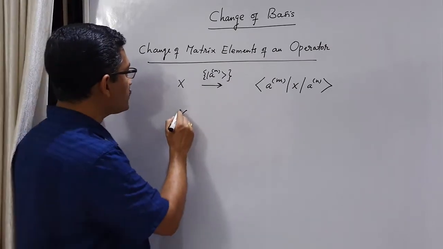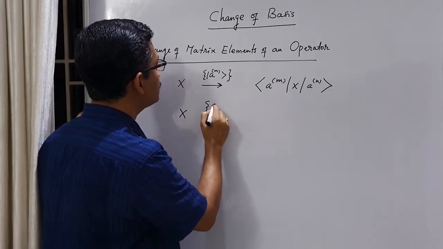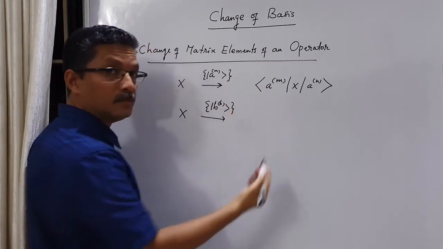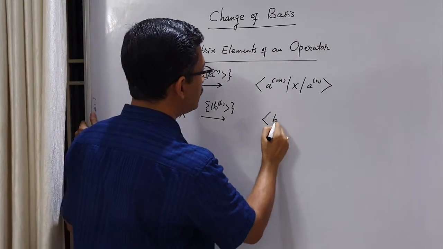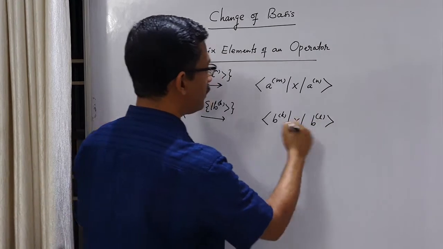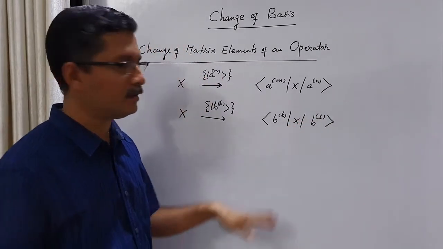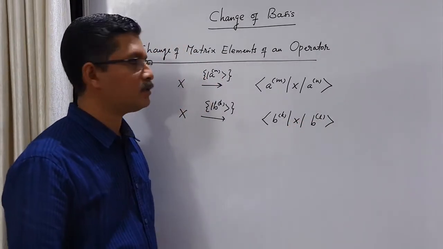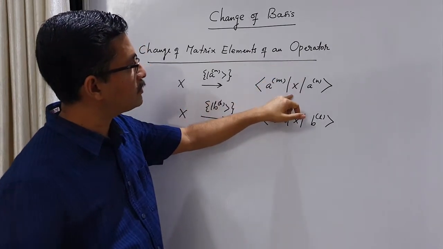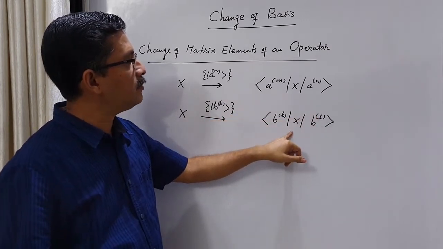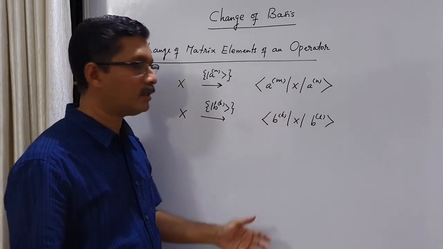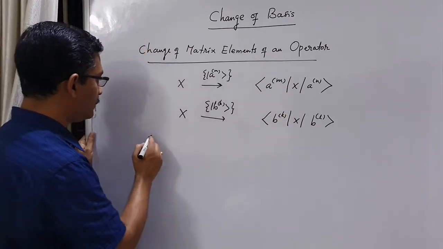Now in the new basis, let us say this is the basis ket BK, B1, B2, B3, etc. Suppose the matrix elements are BK X BL. K and L are dummy indices running from 1 to capital N, again the dimension of the vector space. So these are the matrix elements of the same operator in the old basis, and these are the matrix elements of the same operator in the new basis. What is the connection between the two? How are they related? We can show this like this.